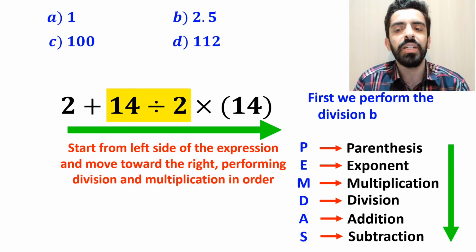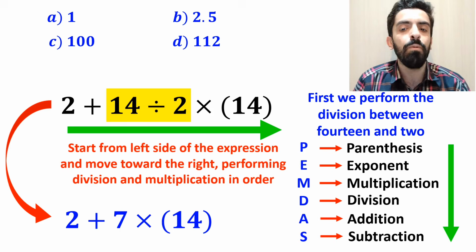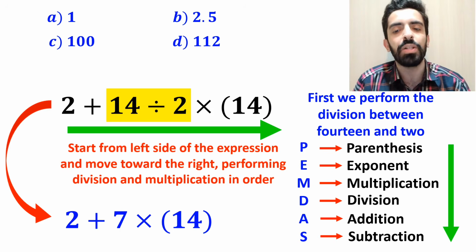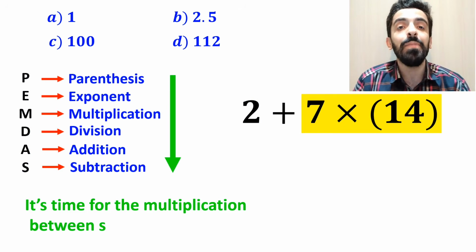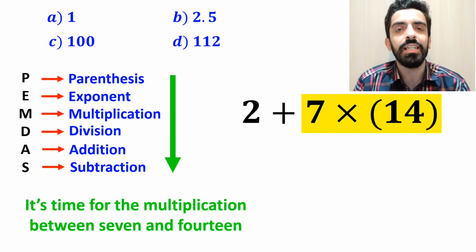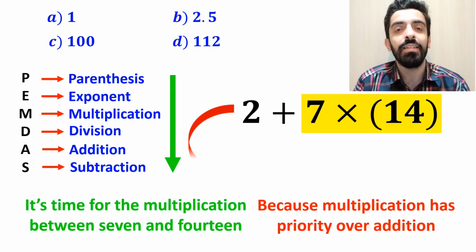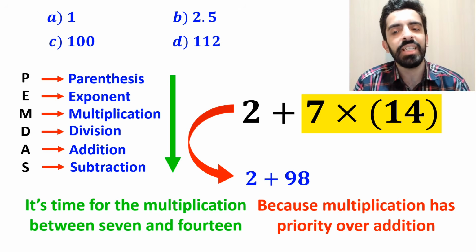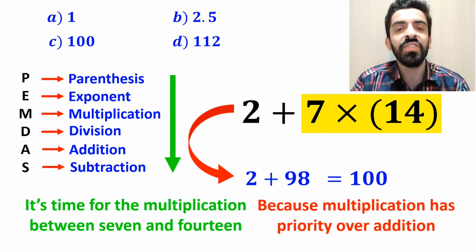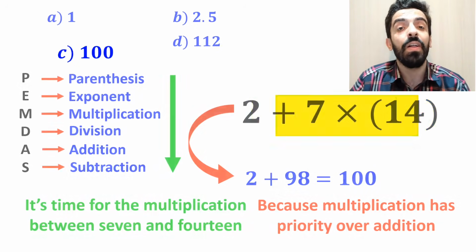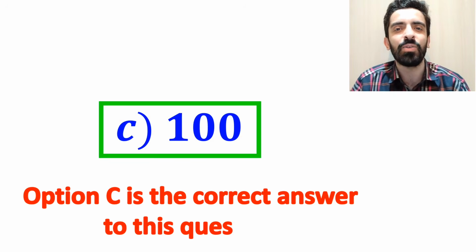So, first we perform the division between 14 and 2, which simplifies this expression to 2 plus 7 multiplied by 14. And the final step, it's time for the multiplication between 7 and 14, because multiplication has priority over addition. So, instead of this expression, we can write 2 plus 98, which ultimately gives us the answer 100. Therefore, option C is the correct answer to this question.